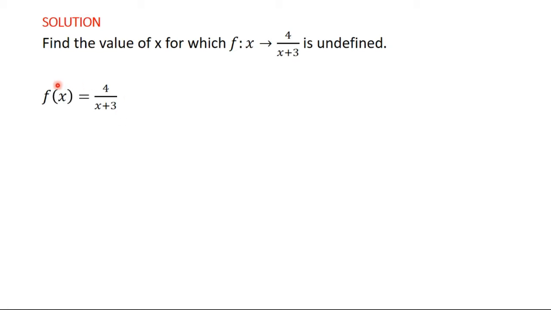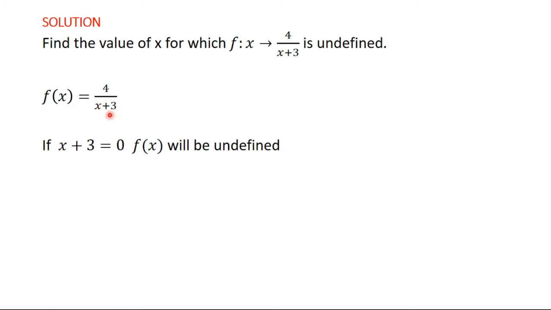Now to find the value that makes this function undefined, we equate the denominator to 0. Remember, don't pay attention to the numerator. Don't worry yourself with anything on the numerator. Equate the denominator to 0. Because if you're able to get the denominator to be 0, then the whole function, no matter what is on the numerator, will be undefined. So if x plus 3 is equal to 0, then f of x will be undefined.